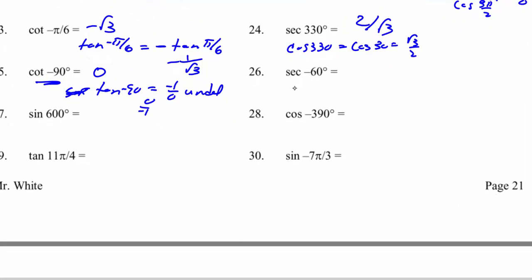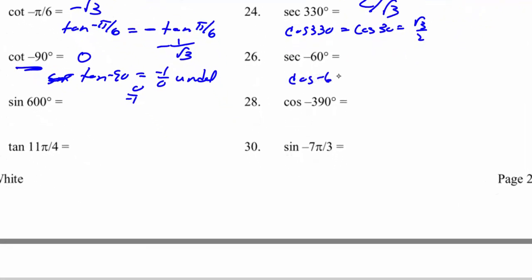The secant of negative 60, that's like the cosine of negative 60, which is just a negative angle, so negative 60 is rotating down. This is 60 degrees, so this is like 1, this is root 3, and this is 2, and that's positive. So the secant would be 2.